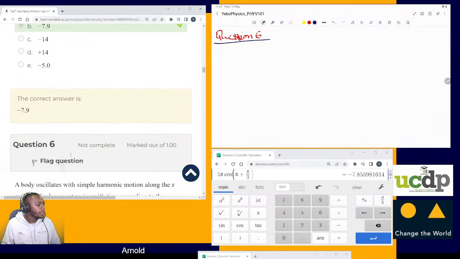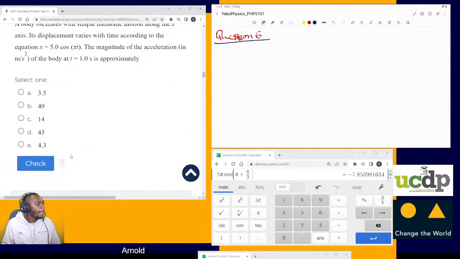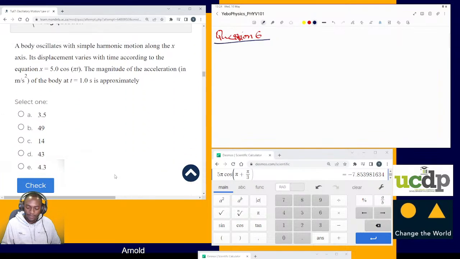Let's move on to question 6. It reads, a body oscillates with simple harmonic motion along the x-axis. Its displacement varies with time according to the equation x is equals to 5 cos pi t. The magnitude of the acceleration in meters per second squared of the body at time t is equals to 1 second is approximately. So we've got a lot of options that we have there.